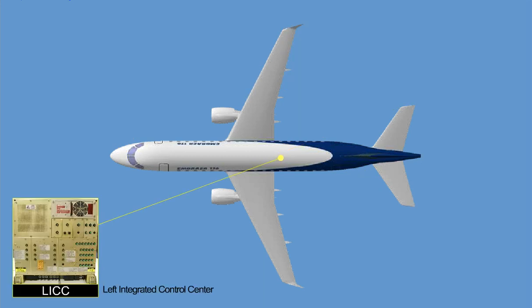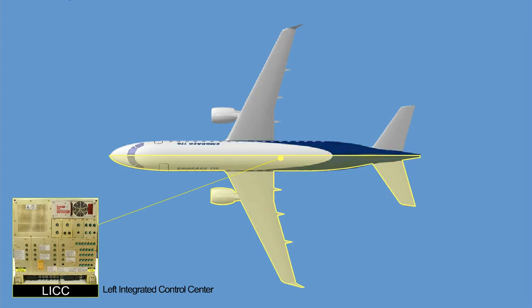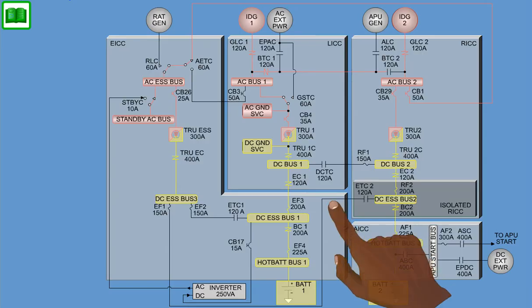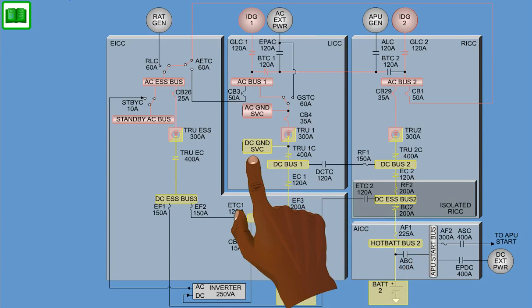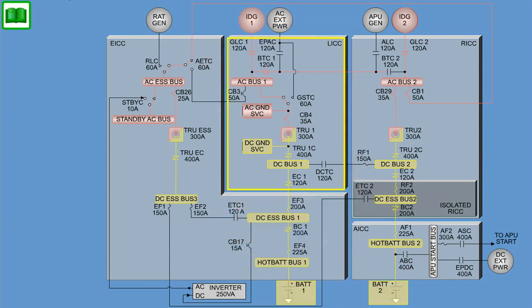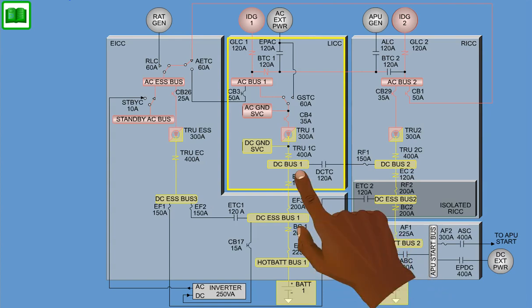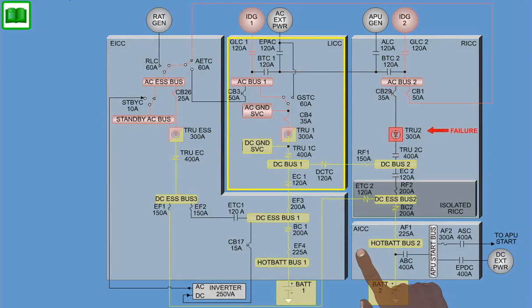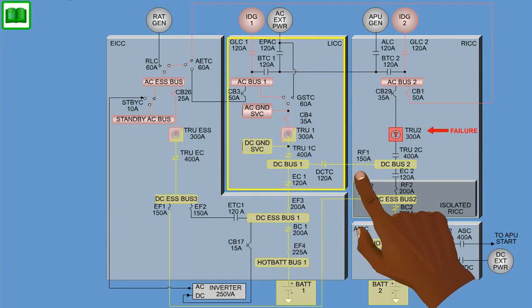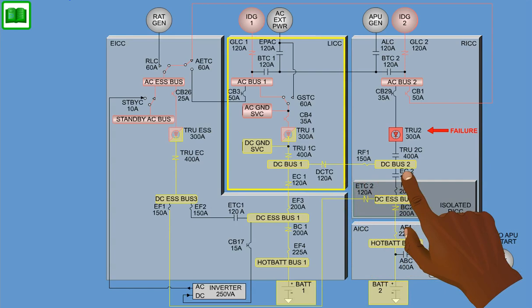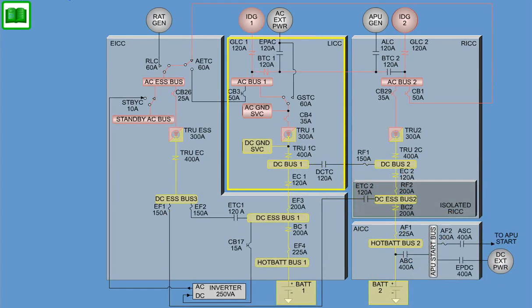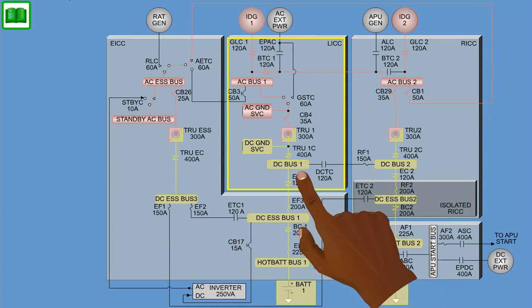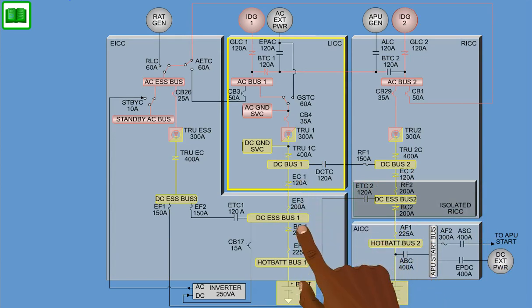The left integrated control center provides primary power distribution and protection for the main DC buses located on the left side of the airplane. The left DC buses are DC Bus 1 and DC Ground Service Bus. The left integrated control center performs the following functions of DC distribution: charging battery 1, uses DC Bus 1 as a power source for DC Bus 2 of the right integrated control center, and as a power source for DC Essential Bus 1 of the Essential Integrated Control Center.